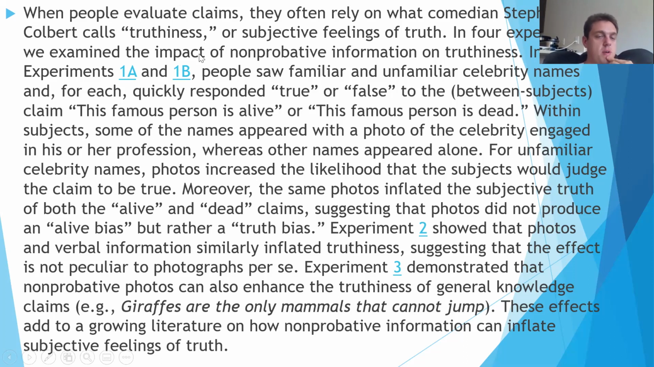Okay. So in experiments 1A and 1B, participants saw familiar and unfamiliar celebrity names. For each, quickly responded true or false. I guess this part is fine. I mean, it's kind of lengthy, but it is important, I guess. And I don't know of a great way that you could condense all of this. But I really think explaining what non-probative means would be a good use of space.